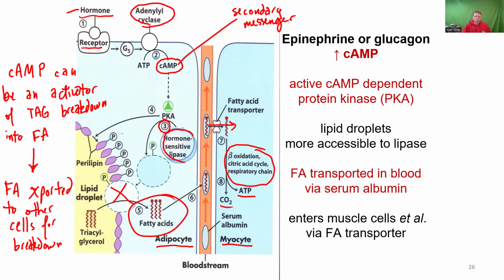So the important part about this slide is found on the left-hand side. Cyclic AMP, your secondary messenger, activates PKA, which activates hormone-sensitive lipase, which gets us these fatty acids. Those fatty acids are transported so that they can be broken down in other cells to get energy from them. Now, with that in mind, what's neglected here in this slide is that we've got a triacylglycerol, your three fatty acids on a glycerol. The three carbons of glycerol, what happens to those?